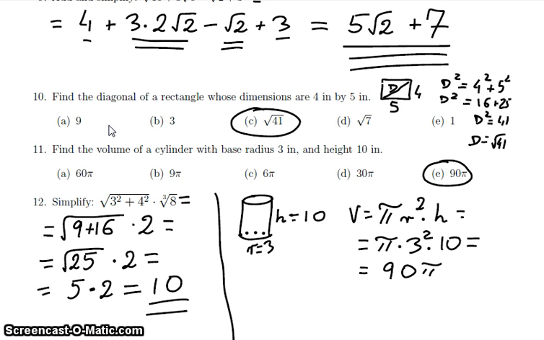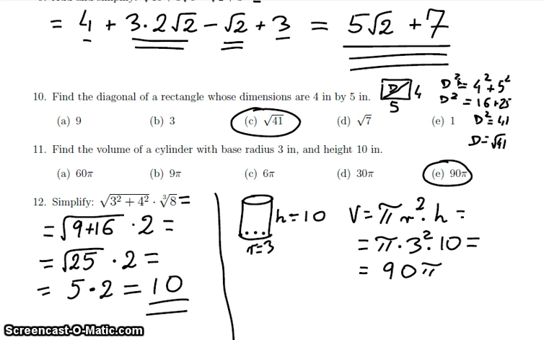Find the diagonal of the rectangle whose dimensions are 4 inches by 5 inches. So I drew a little rectangle here. One of the sides is 5, the other side is 4. We have to find the diagonal. So we have a right triangle here. We're going to use the Pythagorean theorem to find the length of the diagonal.